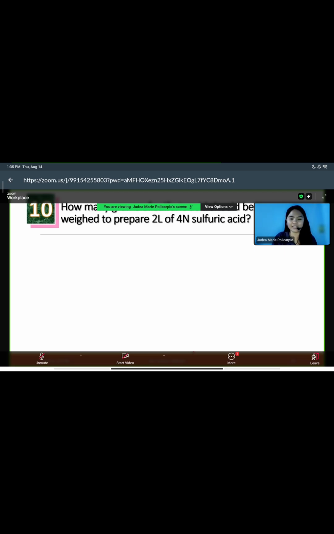So number 10. I think we're still on page number 4 pa ng ating notes. Let's try to read on the problem muna. How many grams daw of sulfuric acid would be weighed to prepare 2 liters of your 4 normal na sulfuric acid. So this is still a question that concerns normality, pero medyo thwarted yung question kasi binigay si normality. Binigay din yung volume or yung liter ng solution natin. So, ang tinatanong sa atin is yung grams. How many grams of sulfuric acid daw would be needed.